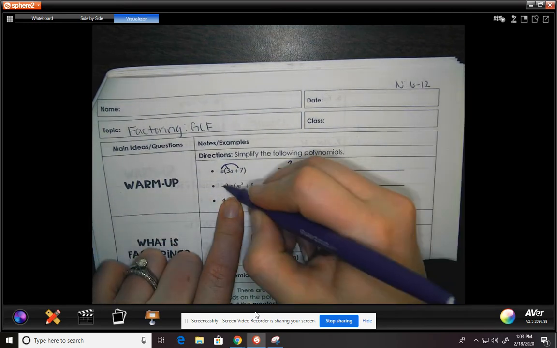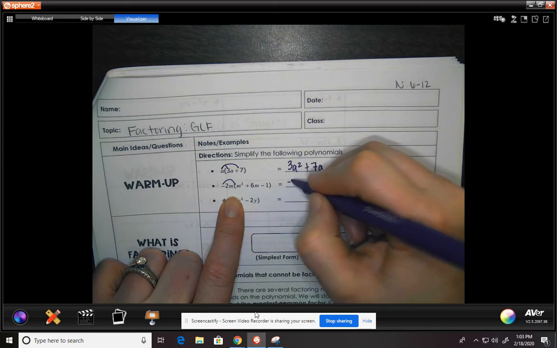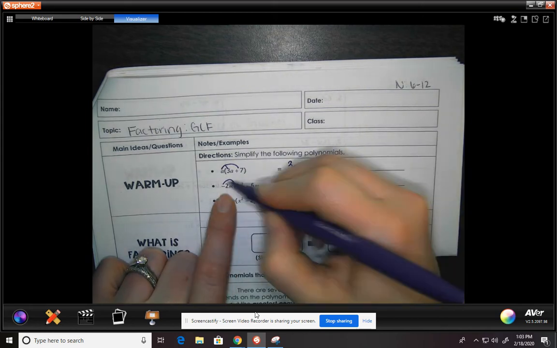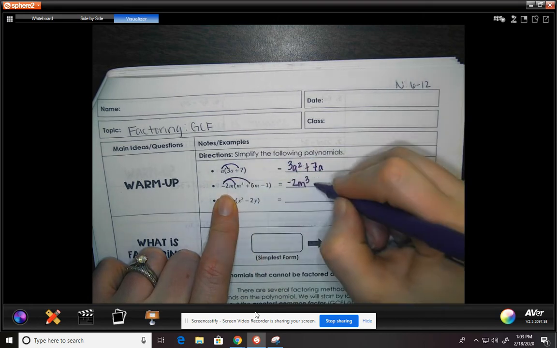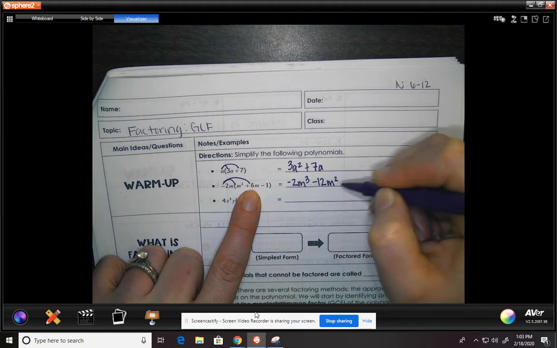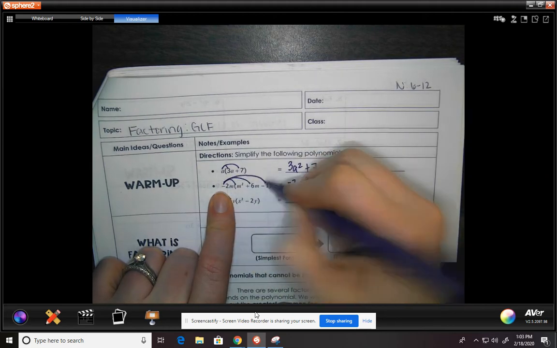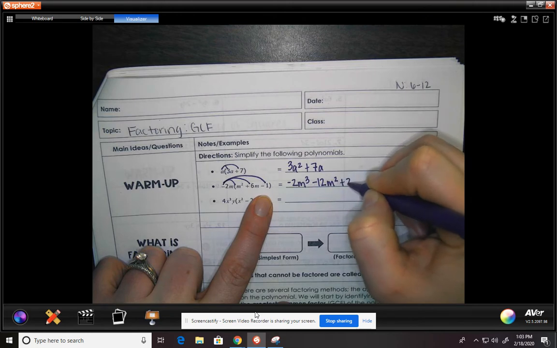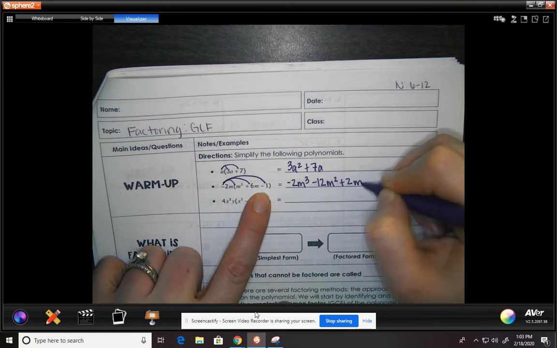Okay, for the next one, we're going to do negative 2 times 1, which gives me negative 2. And 1 plus 2 gives me m to the third. And then negative 2 times 6, which gives me negative 12. And 1 plus 1 gives me m squared. And then we move to negative 2 times negative 1. So negative 2 times negative 1 would give me a positive 2, and 1 plus 0 just gives me m.